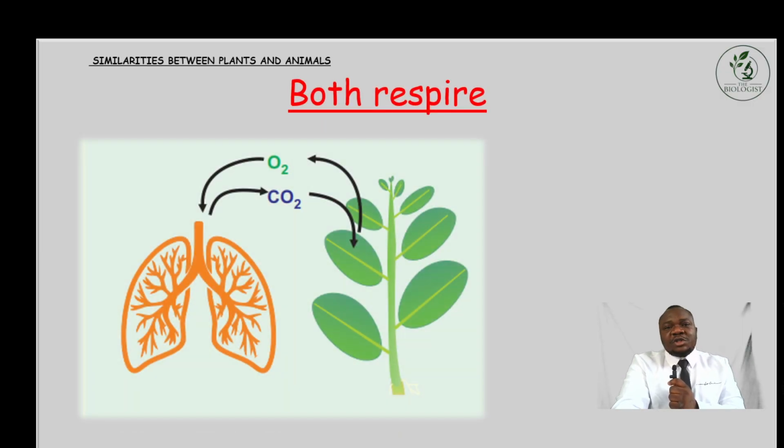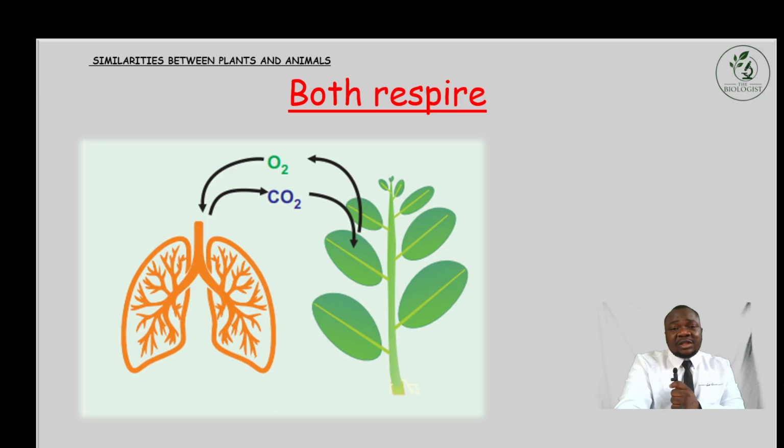The next thing that's very important is both of them do respire. So plants, during the day, give out oxygen and take in carbon dioxide, because they use carbon dioxide for photosynthesis. That's why if you go to a nice forest, you get the best type of air during the day. Why? Because plants give out oxygen for animals to respire. Animals take in oxygen and give out carbon dioxide, and this carbon dioxide is utilized by the plant for photosynthesis.